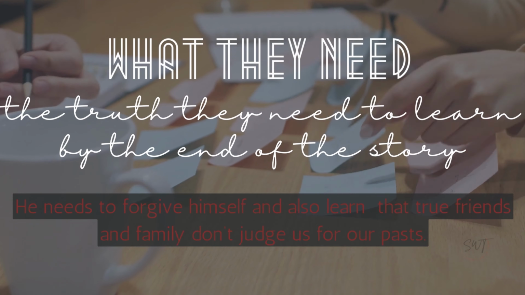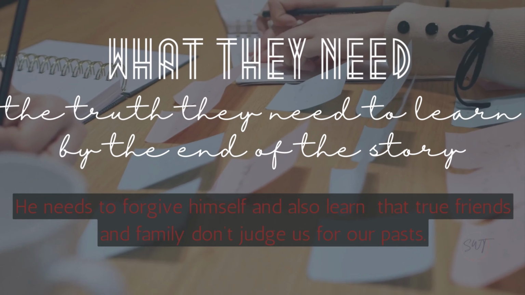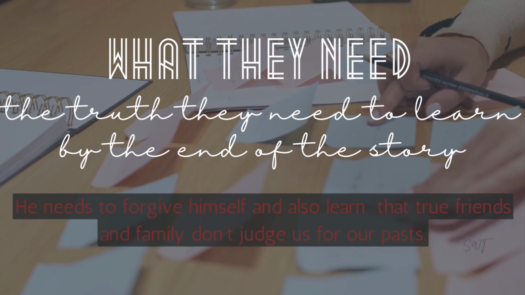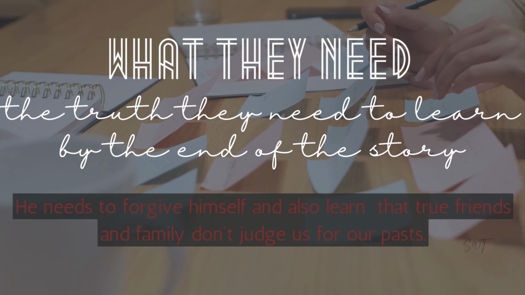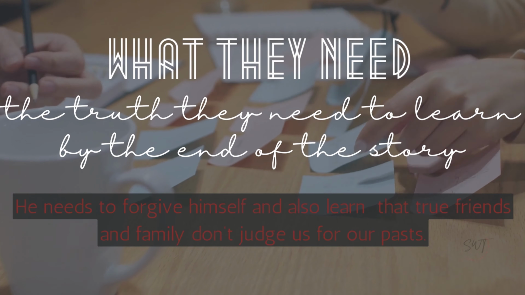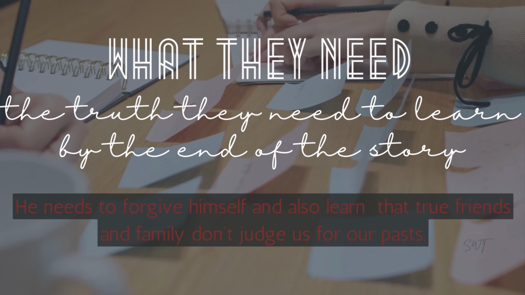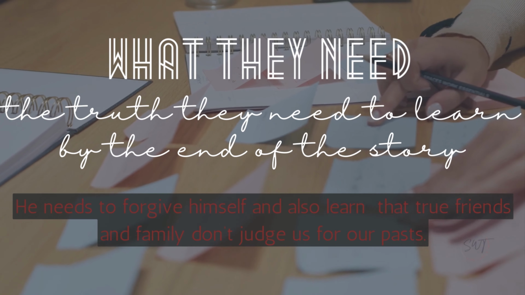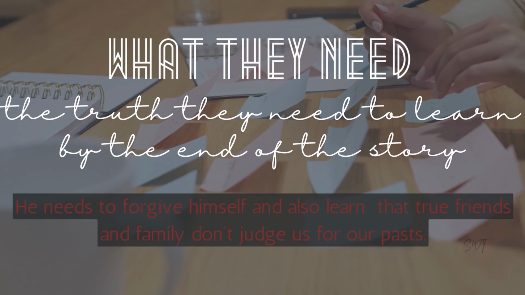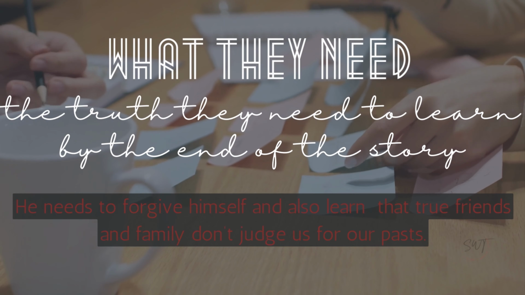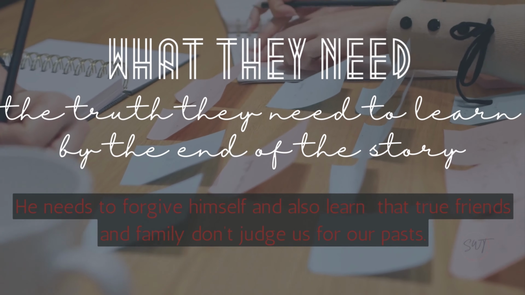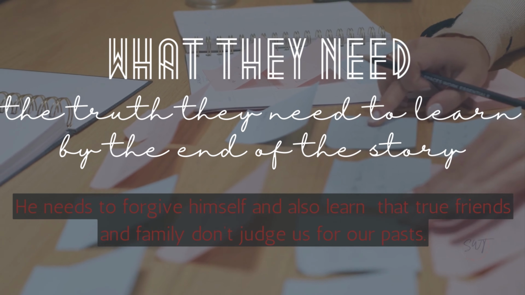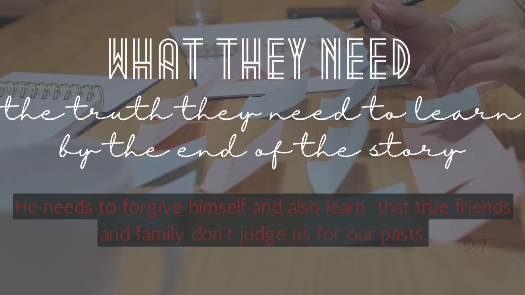Now, the last thing that you need for your character arc is what the character needs, or in other words, the truth. So your character believes the lie, or the thing that they believe is true about themselves or the world. In this case, the idea that he will always be judged and he will never be forgiven. But what he needs, the truth that he needs, is he needs to forgive himself for what happened and his past. But he also needs to learn that true friends and true family don't judge you on your past. They support you in your future.